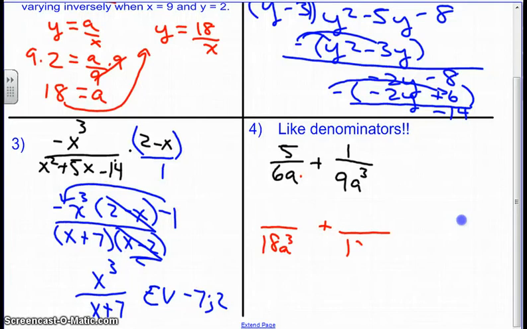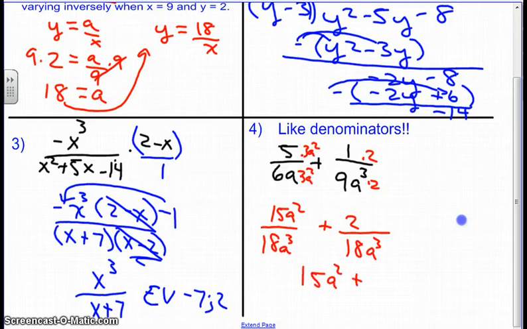So there's our denominator. So what did we multiply 6a by to get there? 3a. So we multiply the top by that. And we have 15a squared. This one we simply multiplied by 2. So we have 2. So our expression is 15a squared plus 2 over 18a cubed.